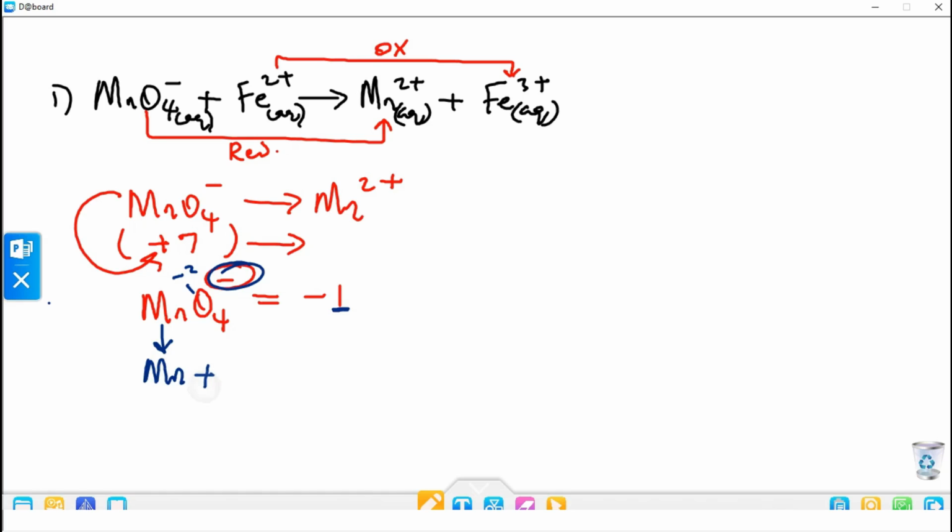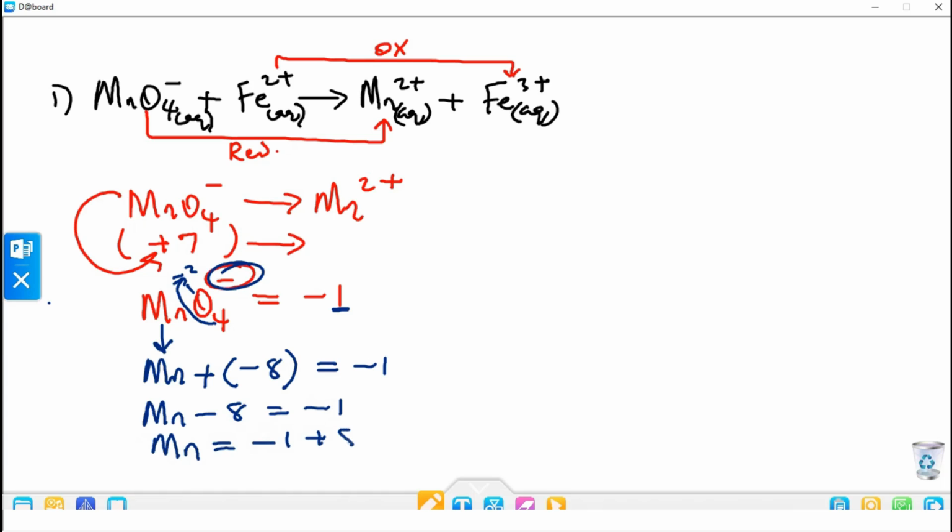Then I'll say plus, what is the oxidation state of oxygen? Oxygen is -2, which means this 4 will multiply -2 to become -8, equals -1. So this is going to be manganese plus times minus, which gives us -8 equals -1. And then to know the oxidation state of manganese, go over to the other side. This will be -1 plus 8, and -1 plus 8 is 7. So we can see that the oxidation state of manganese in this radical is 7. In MnO4 minus, the oxidation state of manganese there is 7.